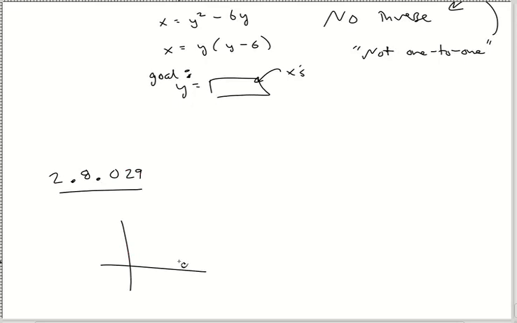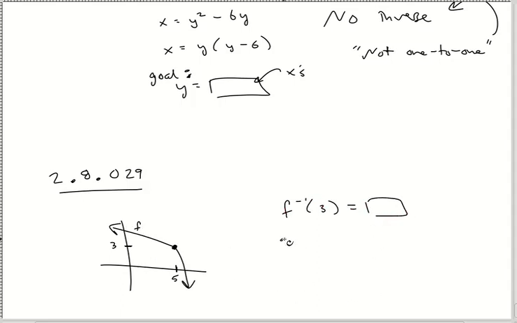2.8.029. This graph's a little weird. It kind of does this thing like this. And I think at this point we have a 5 and a 3 right there. Yes, that's good. And this is F. They say this is F. What they're wanting is F inverse of 3. Now, this is kind of strange.